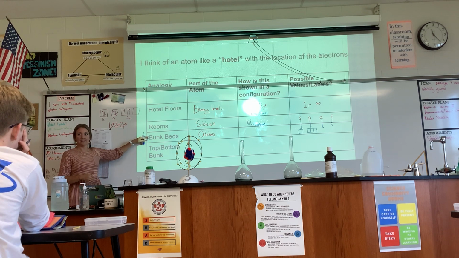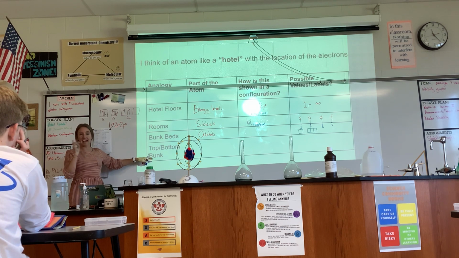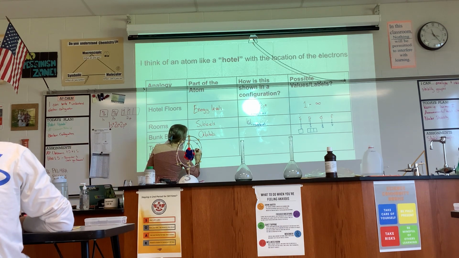Got it? So, energy levels, sublevels, orbitals in the sublevels, and the reason why I picked bunk beds for my analogy is because one electron has to sleep on the top and one has to sleep on the bottom, which correlates to the electron spin.